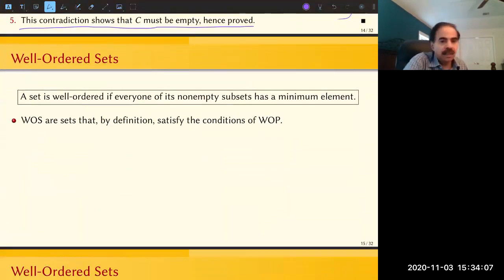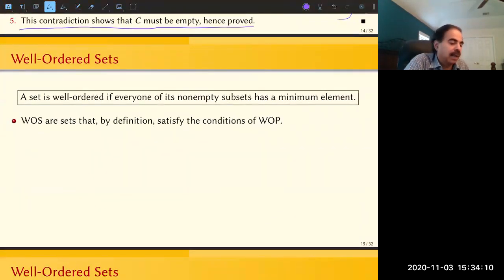So before we wrap up this topic, I will summarize something about sets other than the set of natural numbers. Well-ordering is not a property of just natural numbers. It can be applied to other sets. And here is the definition of well-ordering: a set is well-ordered if every one of its non-empty subsets has a minimum element.